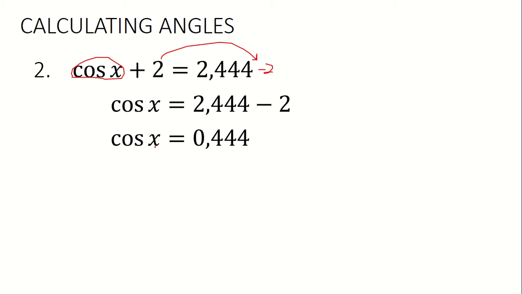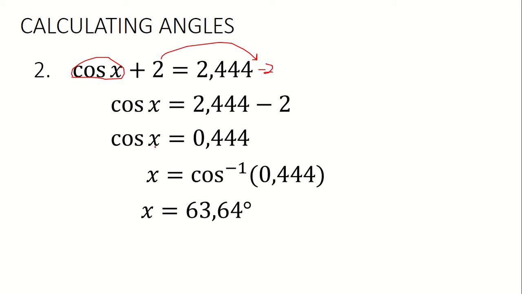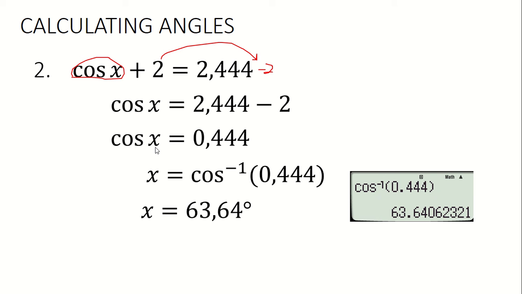Now for me to get x, I will simply find arc cos of 0.4, and arc cos of 0.4 will be 63.64. And that is how I calculated that 63.64.